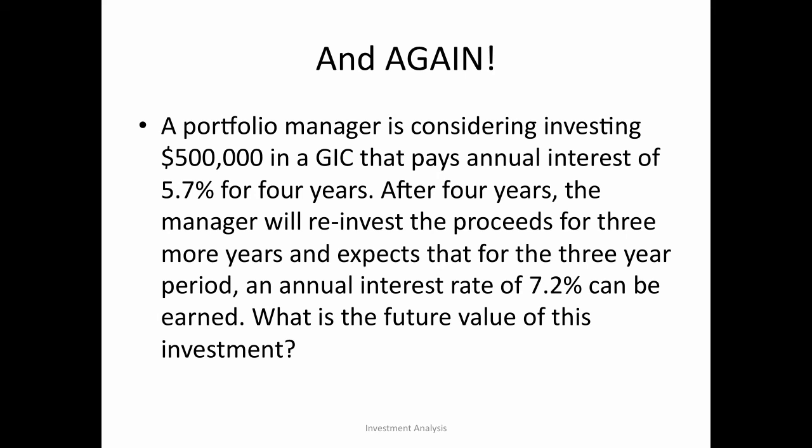So let's suppose that a portfolio manager is considering investing $500,000 in a guaranteed investment certificate. GICs pay an annual interest rate that will be known ahead of time, and let's suppose that annual interest rate is 5.7% and that the investment would be for 4 years. Then, after 4 years, the manager will reinvest the proceeds for 3 more years and expects that for that 3-year period, the annual interest rate would be 7.2%. What you have to ask yourself is, what's the future value of this investment after the total 7-year time period?